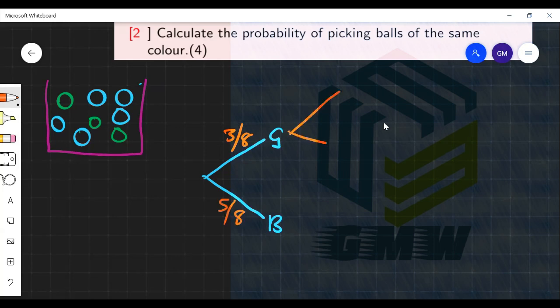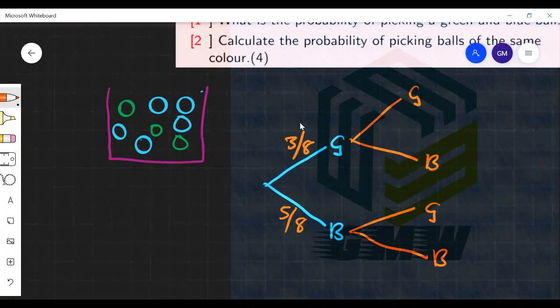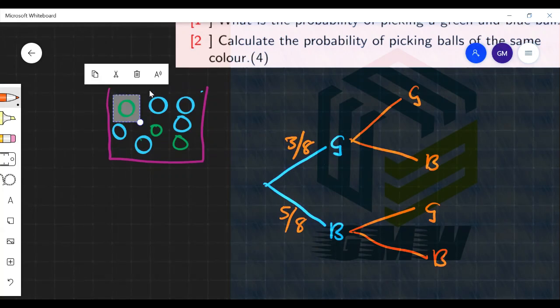Now, the branch grows again. So we have green and blue again, right? Then we also have green and blue, right? Yes. Now, this one is picking without replacement. That's where I was saying it is easier to follow the same color, green to green. Let's say he picked green and he kept it. He did not replace, right? What is the probability of picking green now? 2 over 7.